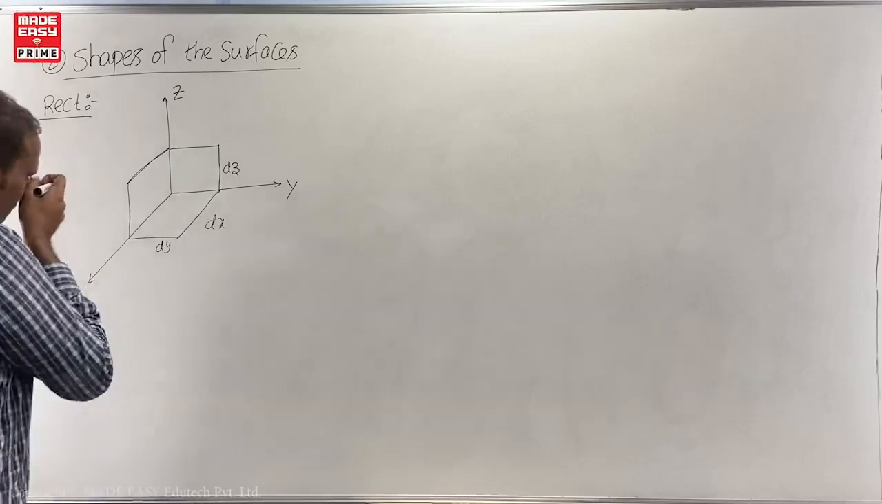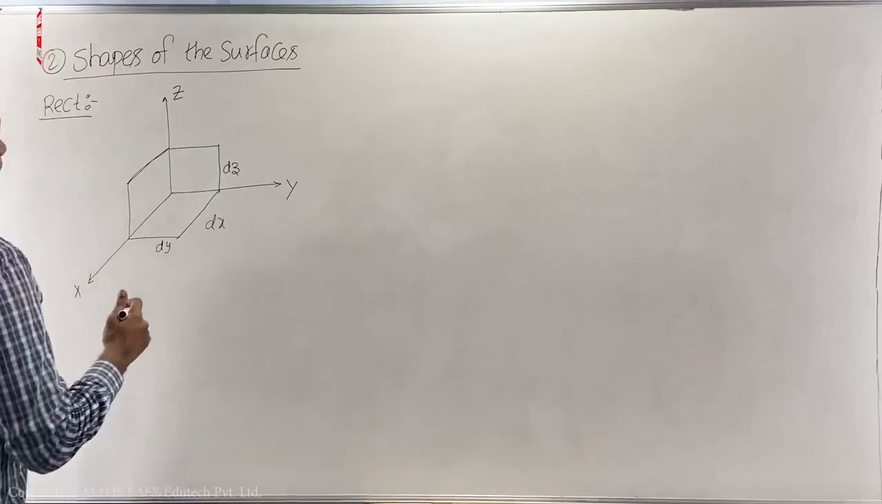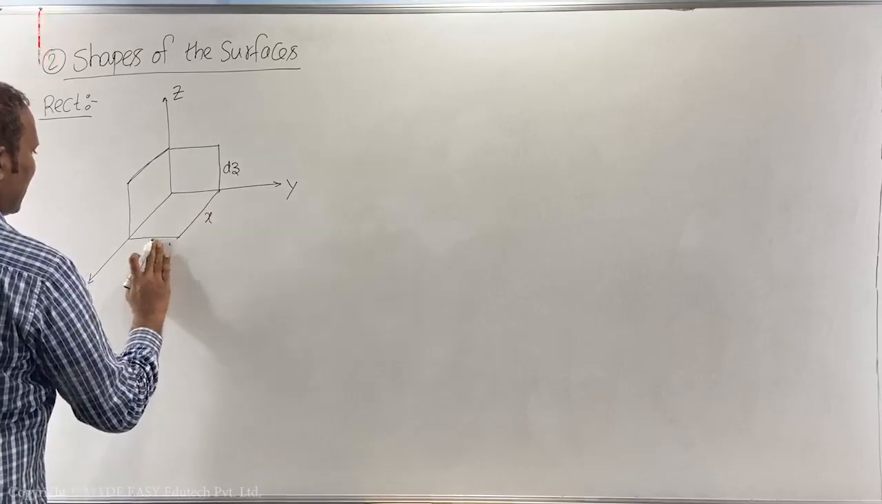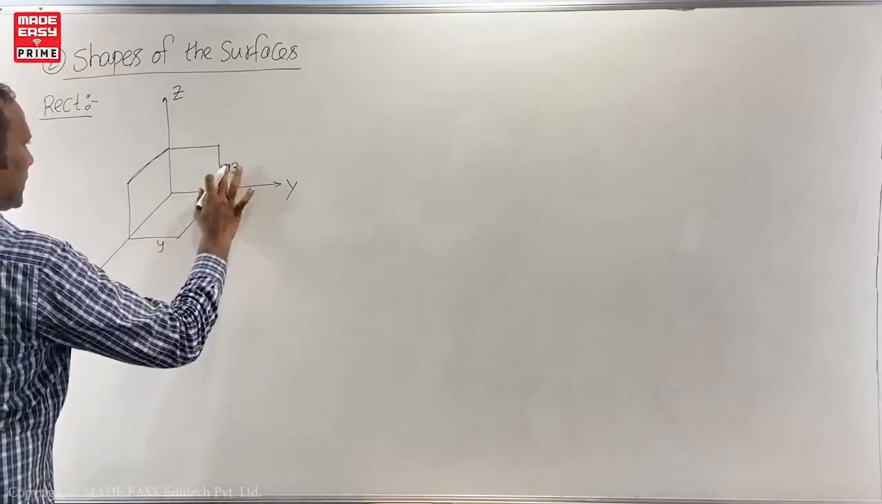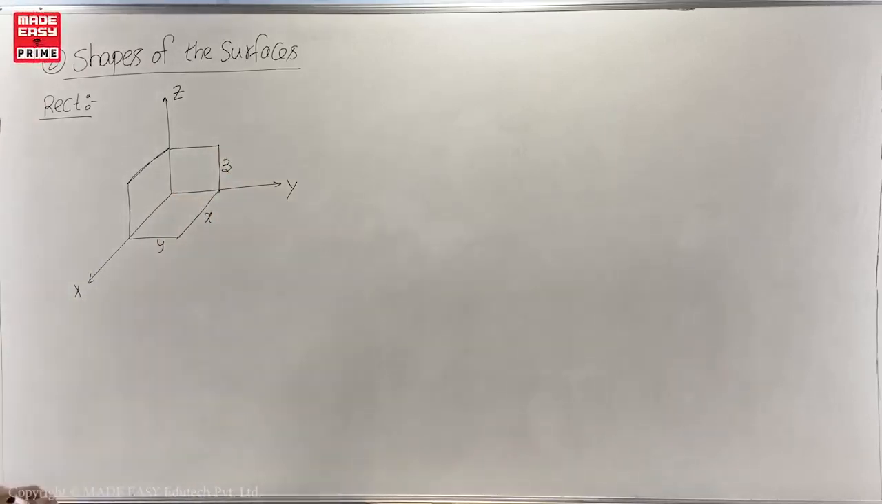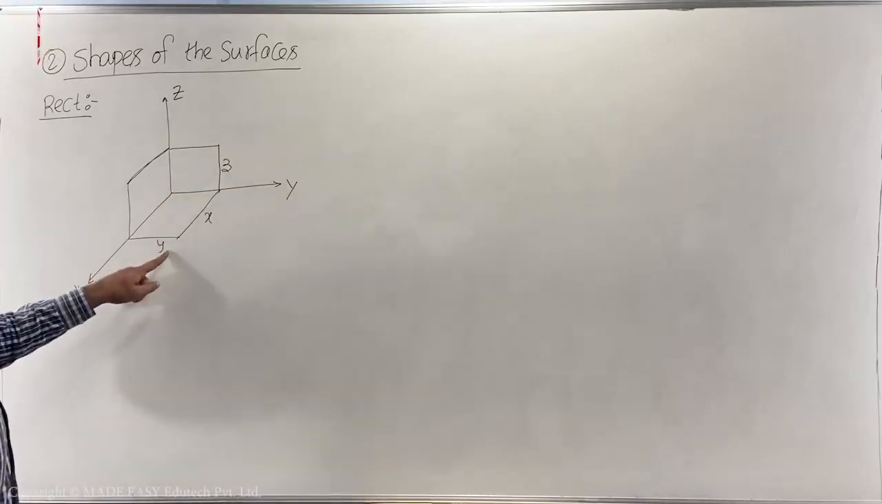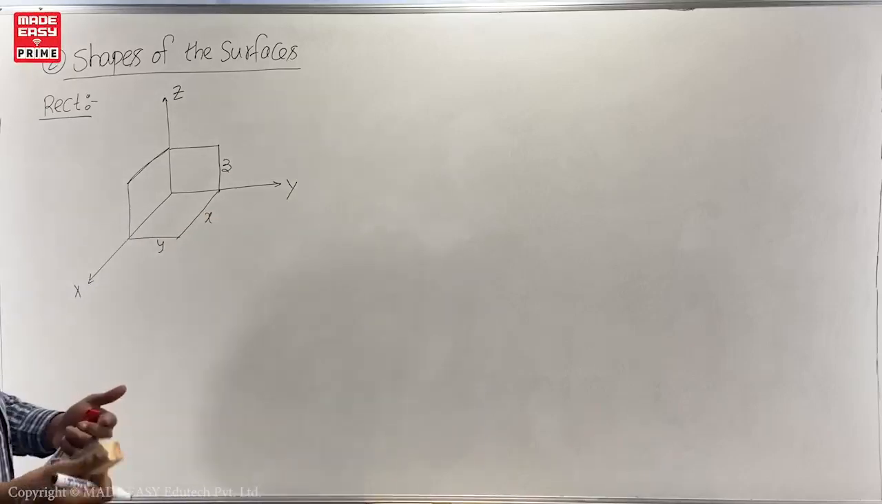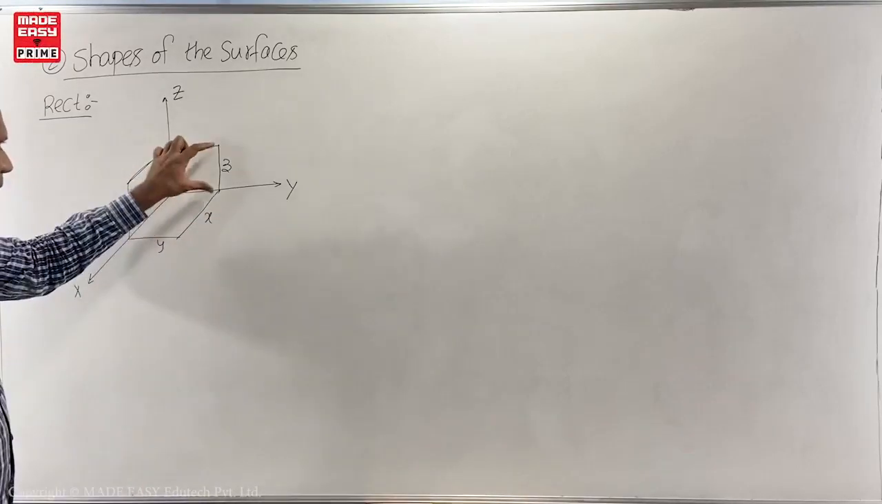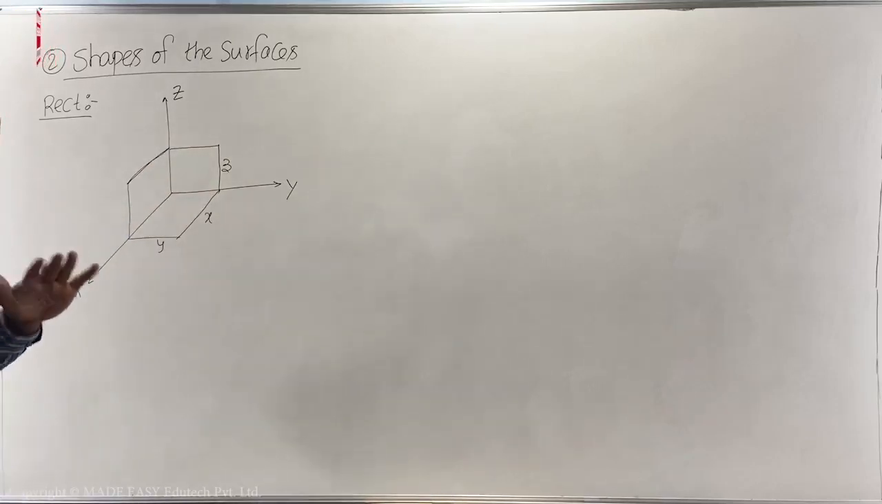Dear students, I can take this as an x length also, this as a y length also, and this as a z length also. Actually all are called lengths only, and this is also meter. So meter means length actually. But we call this a length, we call this a width, we call this a height.